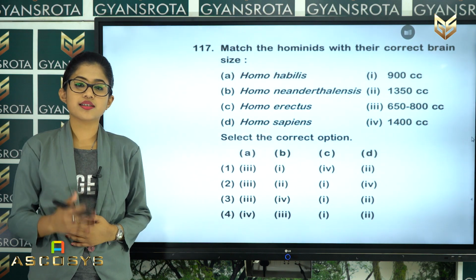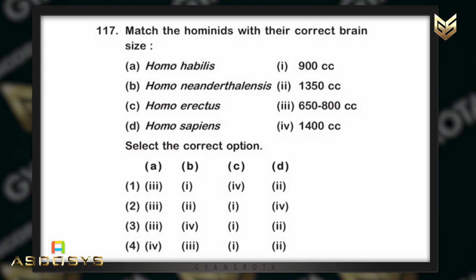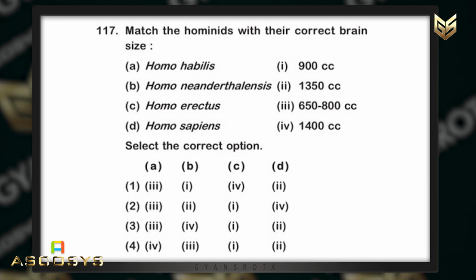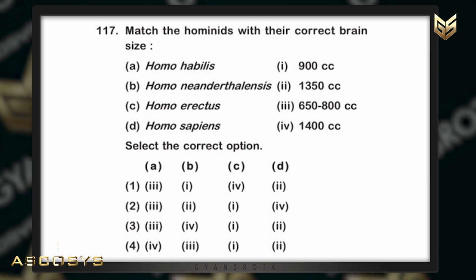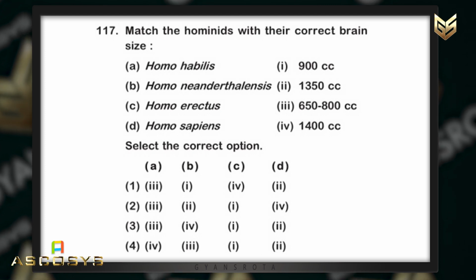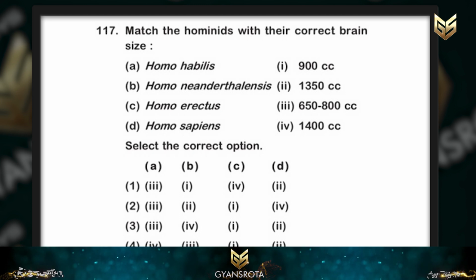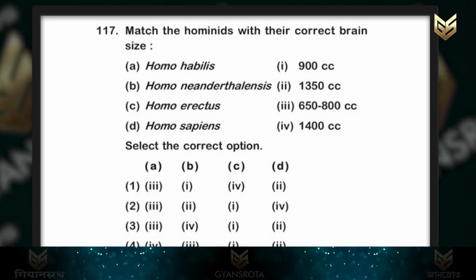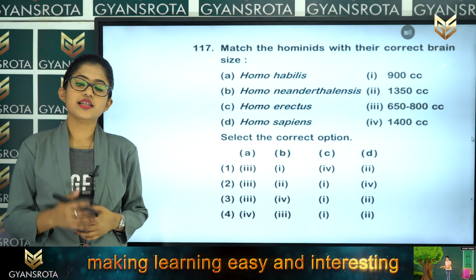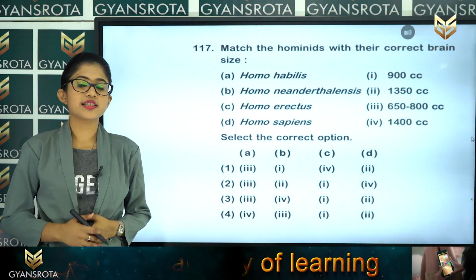So in this question number 117, match the hominids with their correct brain size. So here all the scientific names of the hominids are given: Homo habilis, then Homo neanderthalensis, Homo erectus, Homo sapiens, and here the brain capacities are also given, that is 900 cranial capacity, 1350 cranial capacity, then 650 to 800 cranial capacity, 1400 cranial capacity. So we have got this in the chapter evolution. So I hope you have remembered that chapter very well. So let's see the answer.